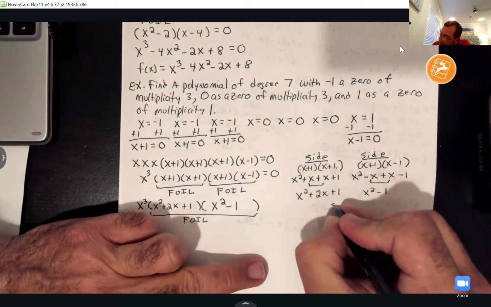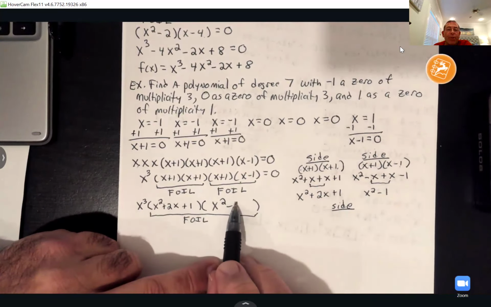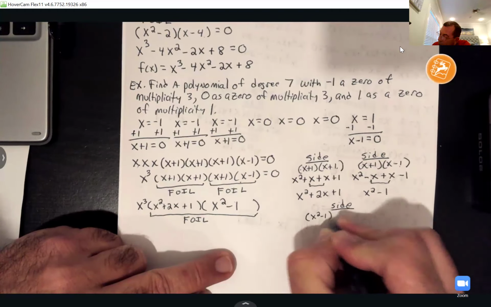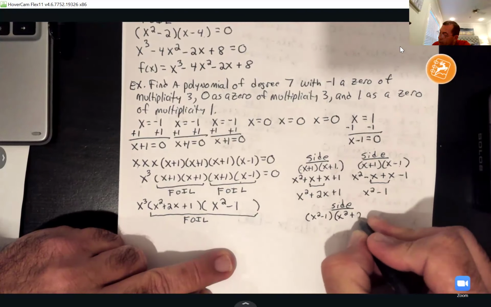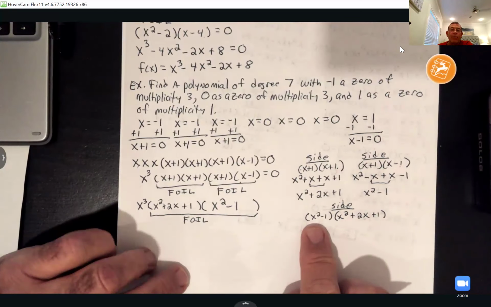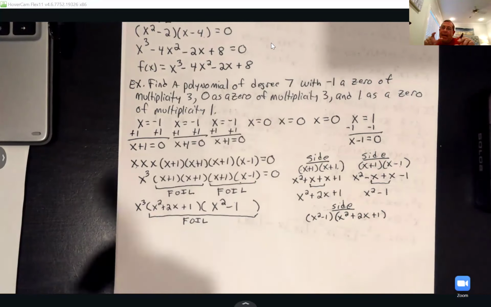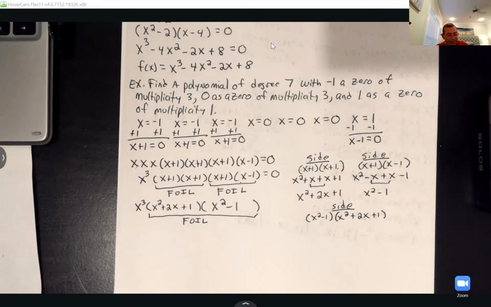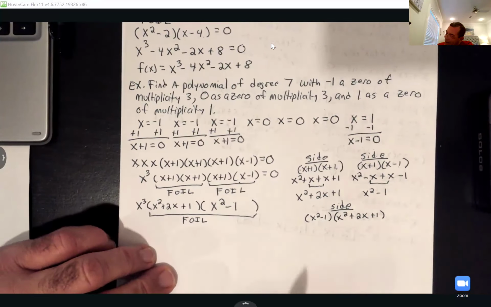So I'm going to come over here on the side again. Now I'm going to do the two things in the front because it's easier. So I'm going to do the x squared minus 1 times the x squared plus 2x plus 1. Remember, I can do those first because a times b is the same as b times a, right? All right, y'all, let's have fun.